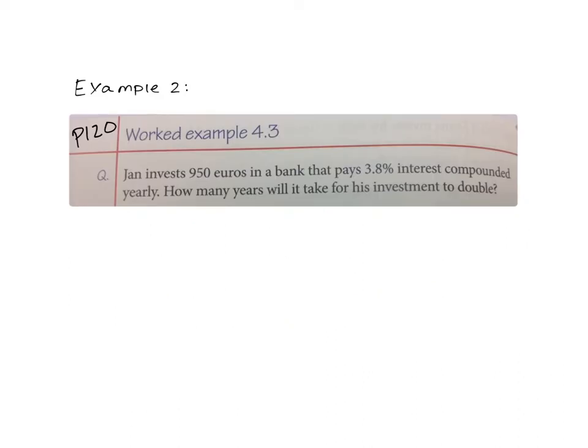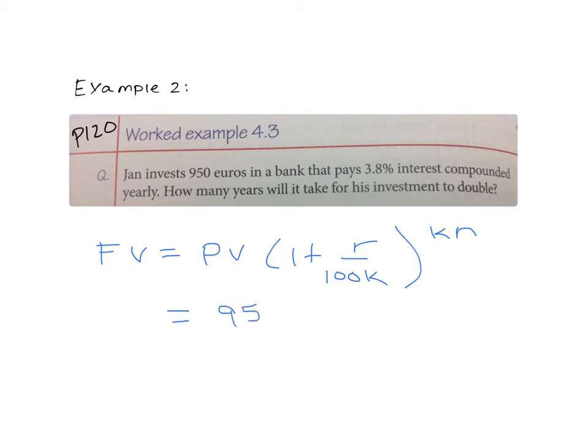Okay, now looking at a similar problem, same idea applies. We're going to go ahead and just write out what we know. The formula is FV equals PV times 1 plus R over 100K to the Kn. So we know that Jan is starting with 950, and we want to know when he's going to have double, so that puts his future value at 1900. The interest rate is 3.8. It's compounding yearly, so K is just 1. And we don't know how long that's going to take. That's our goal, is to find out how long that's going to take.